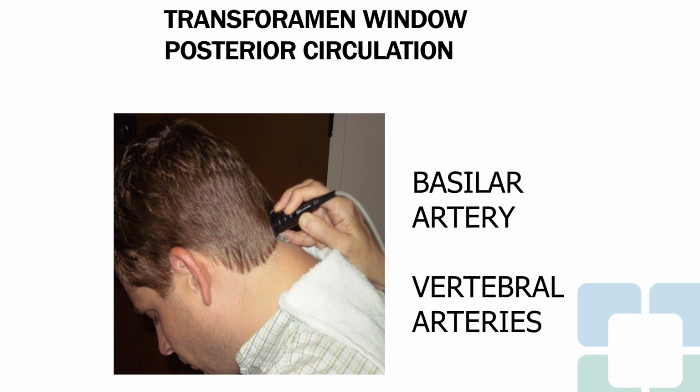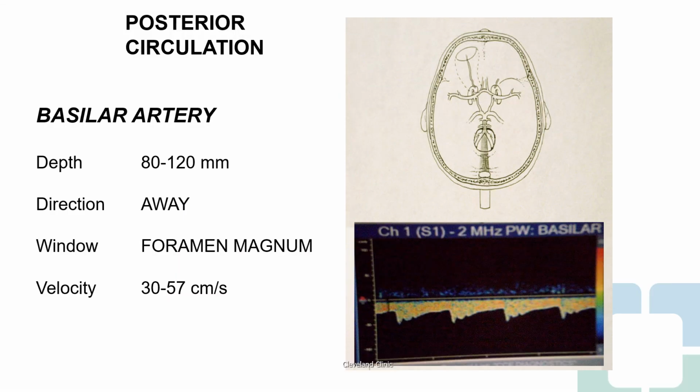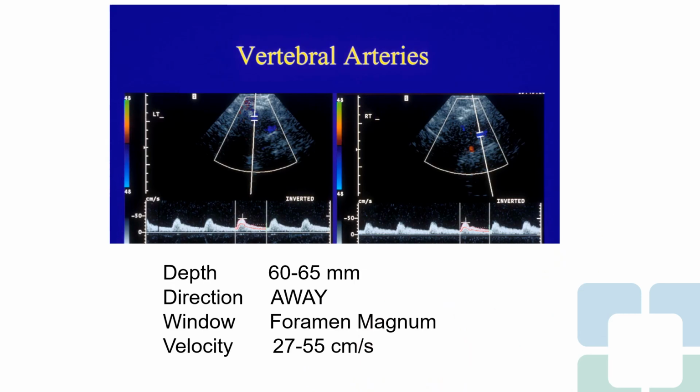The transforaminal window, or posterior circulation, lets you see the basilar artery and the vertebral artery. Looking at the basilar artery, you can see this is a depth of 80 to 120 millimeters. Direction is away at a velocity of 30 to 57. Looking at the intracranial vertebral artery, the depth from a posterior view is 60 to 65. The direction is away and 20 to 55 centimeters a second.